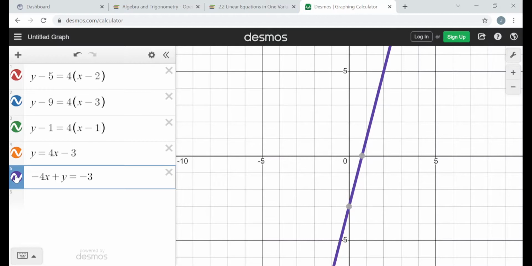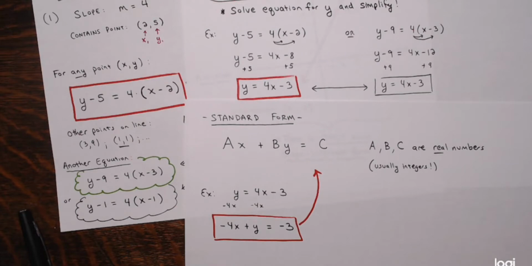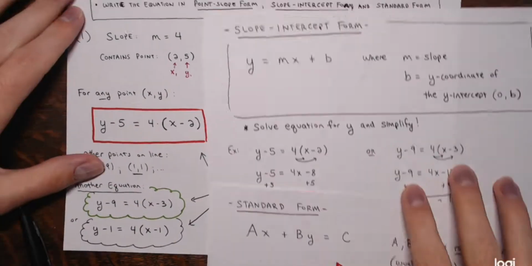Alright, so that was a lot, right? 30-some minutes there on one problem, but I wanted to introduce to you all these different forms. Point-slope form, slope-intercept form, standard form. And you'll see equations of lines in all these forms throughout the reading from this text. Alright, so let's get back into it. So that was all example 1.